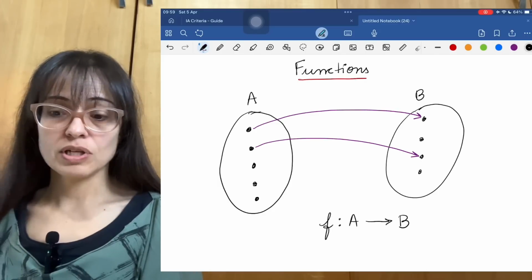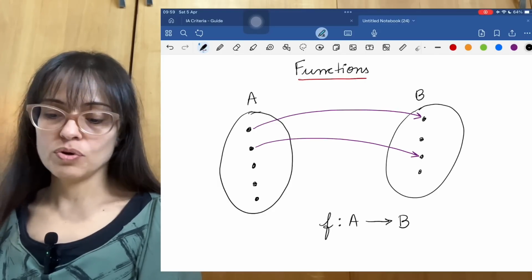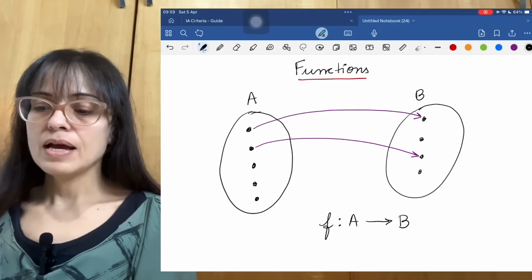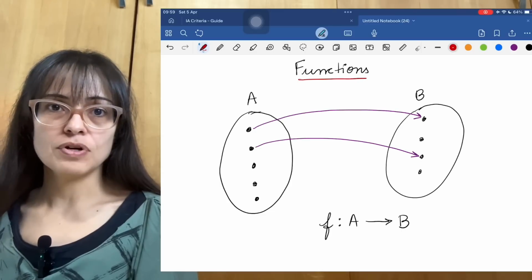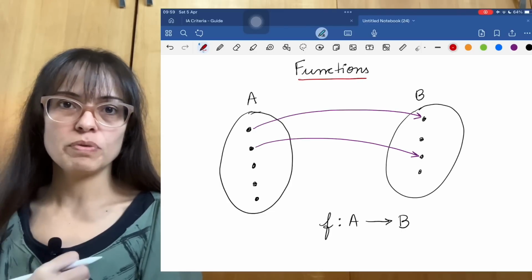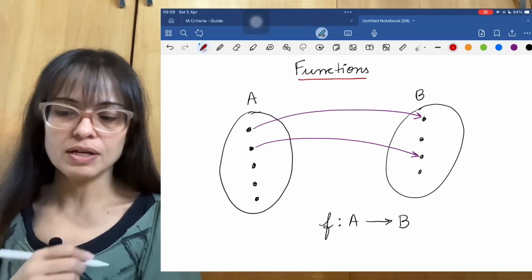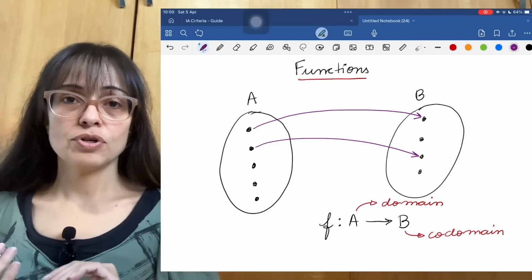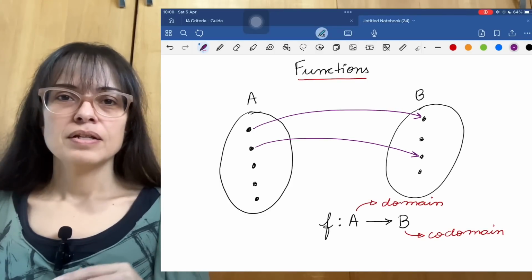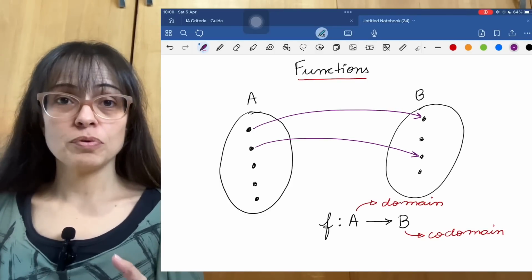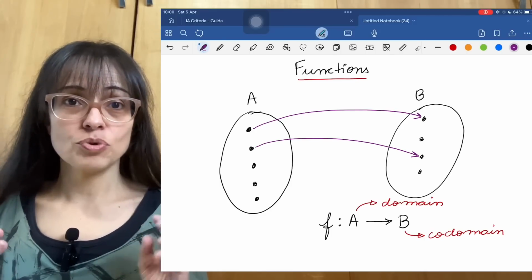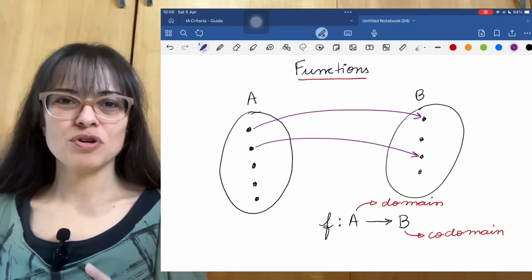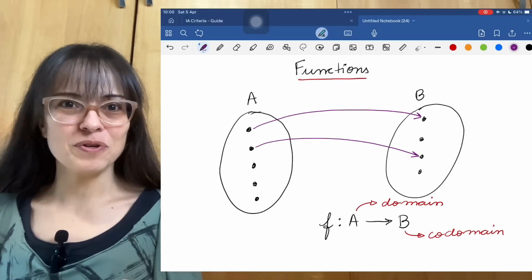The notation goes like this. F is a function going from A to B. A is called the domain of the function. The set A is the domain of the function where the arrows begin. And the set B is called the codomain of the function. Now, at this point in the story, a lot of people are surprised because they were expecting the word range, but just bear with me for a minute because the word range will appear.